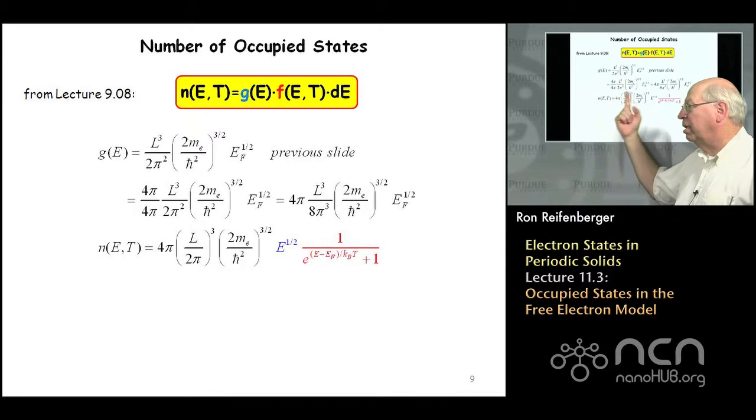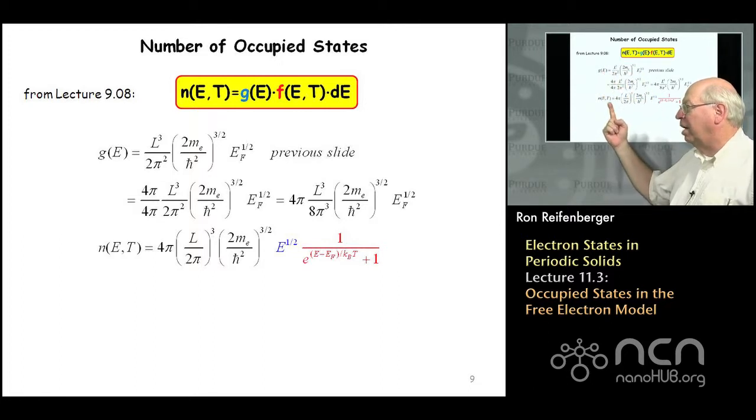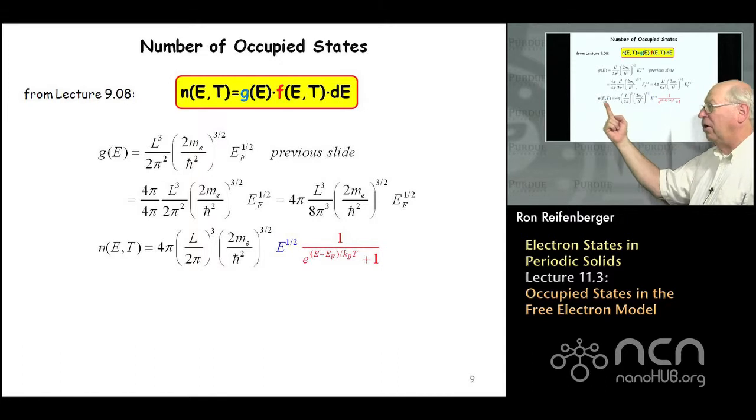That can be written in a number of different ways. It's the square root of E dependence. So here we're evaluating the density of states at the Fermi energy because our energy E is equal to E sub F. To calculate the number of states that are actually occupied at the Fermi energy, or at an energy E, it doesn't have to be the Fermi energy.